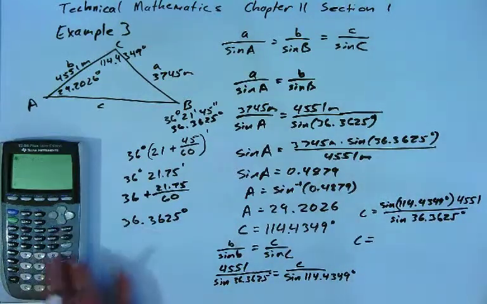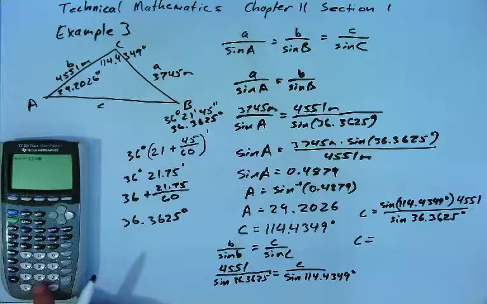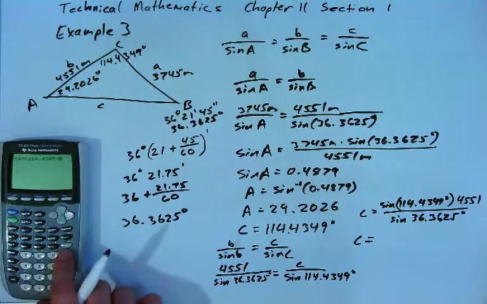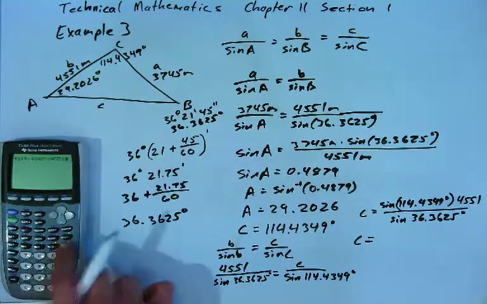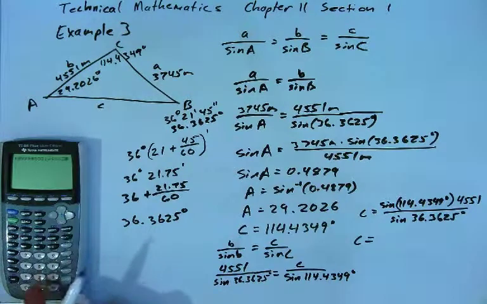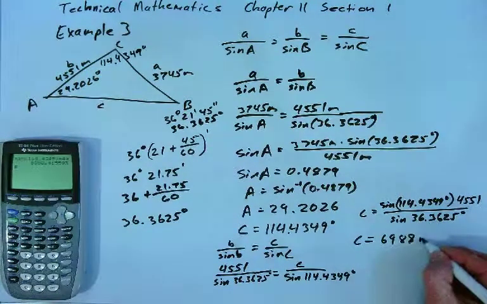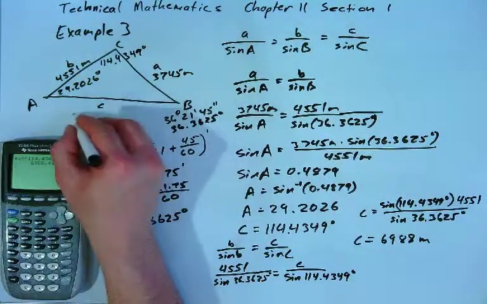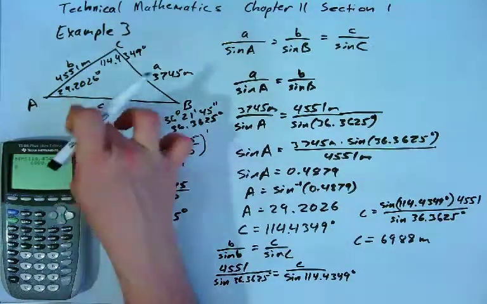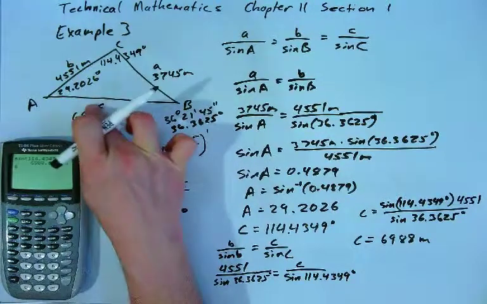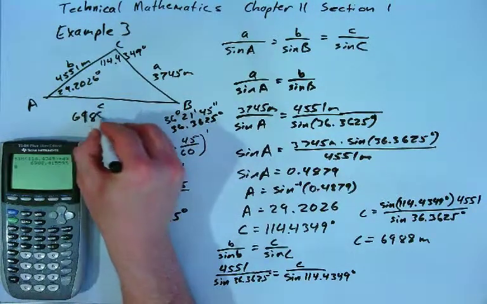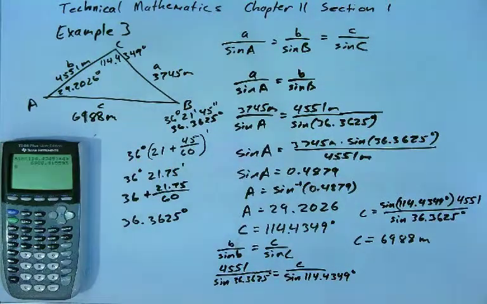So we'll plug this into our calculator. We have the sine of 114.4349, close parentheses, times 4551 divided by the sine of 36.3625 equals, and C will be equal to 6988 meters. So the final information is that side C is 6,988 meters. So now we know all of the information of the triangle, we know all three angles, and we know the length of all three sides.